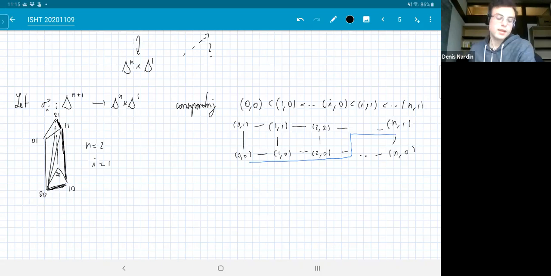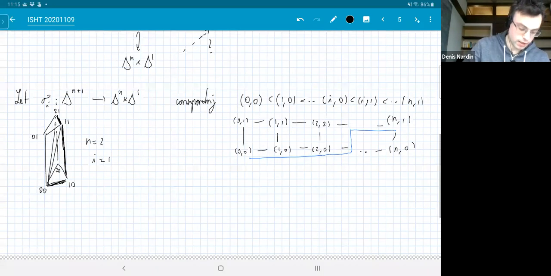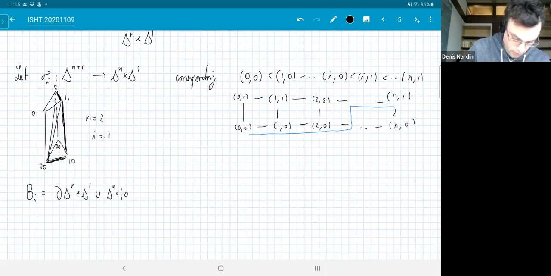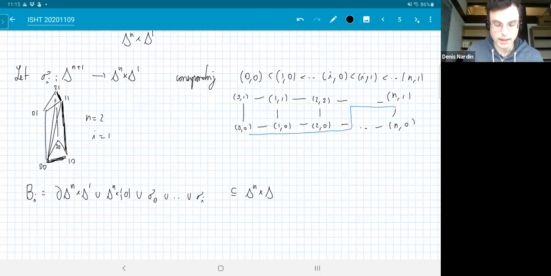And if you remember, in the proof of the homotopy invariance of singular cohomology, you show that you can build this prism by gluing these simplices one at a time. And that's exactly what we are doing. So the idea is we let what I'm calling B_i be just the subcomplex that we want to consider, union with sigma zero through sigma i. So we are adding the first i of these simplices. And it's a simplicial subset in delta n times delta one.